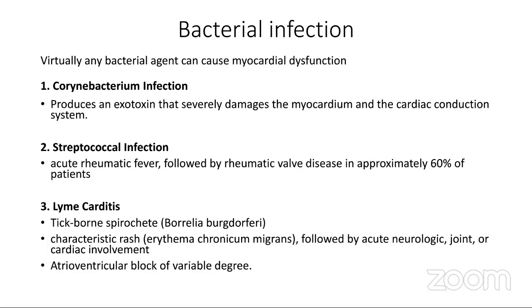Streptococcal infection is the famous etiology of acute rheumatic fever, which is a pancarditis. Lyme carditis is a rare disease, mainly seen in Western Europe. It is a tick-borne spirochete infection found in summer days, characterized by erythema chronicum migrans, followed a few weeks later by acute neurologic, joint, or cardiac involvement. What we want to know about Lyme carditis is that it affects the conductive system. It causes atrioventricular block of variable degree. However, it is usually transient and does not necessitate a permanent pacemaker.